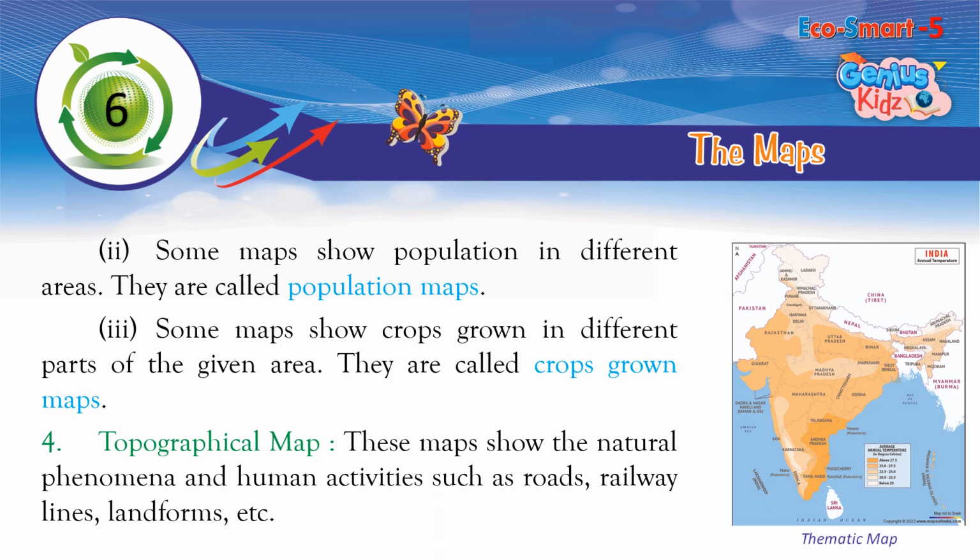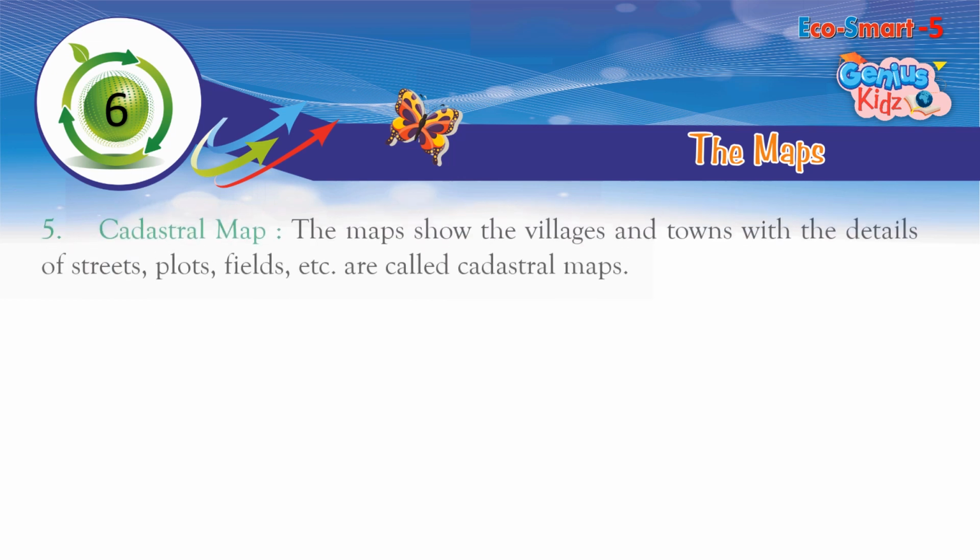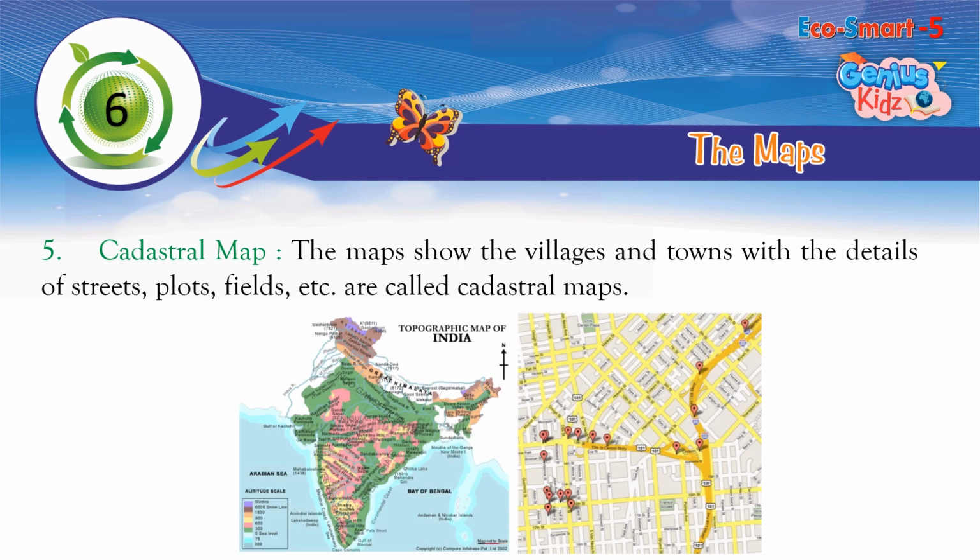4. Topographical map. These maps show the natural phenomena and human activities such as roads, railway lines, landforms, etc. 5. Cadastral map. The maps that show the villages and towns with the details of streets, plots, fields, etc. are called cadastral maps.